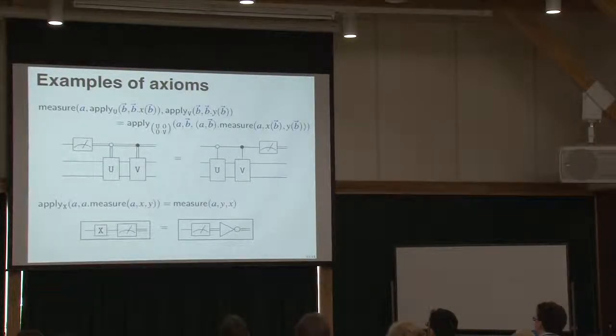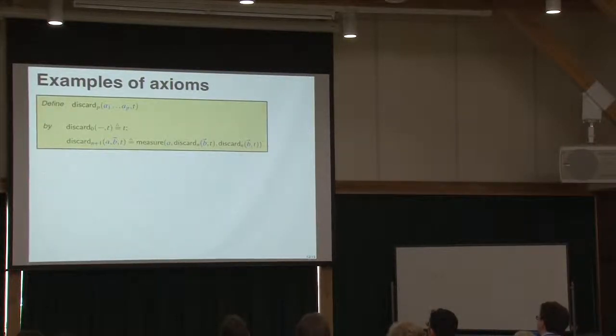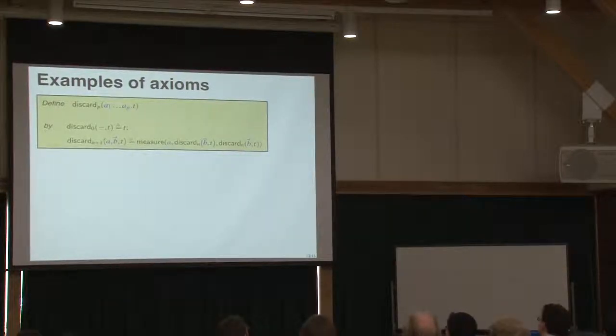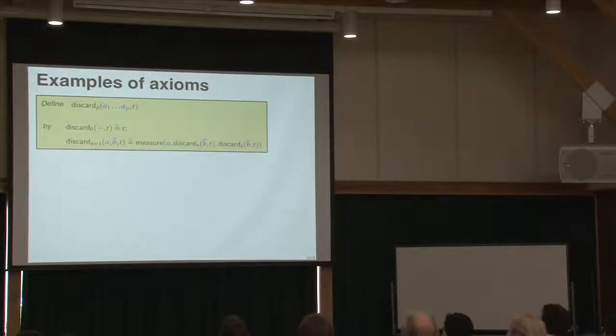There's one third interesting axiom. First of all, let me define discard. What does it mean to discard a list of qubits? Well, it just means to measure them all and then forget the results. So if I discard no qubits, this doesn't do anything. If I discard A and then I discard all of B, it's the same as measuring A, and then regardless of the result, I forget the result and I discard the rest. It's an inductive definition of discard.